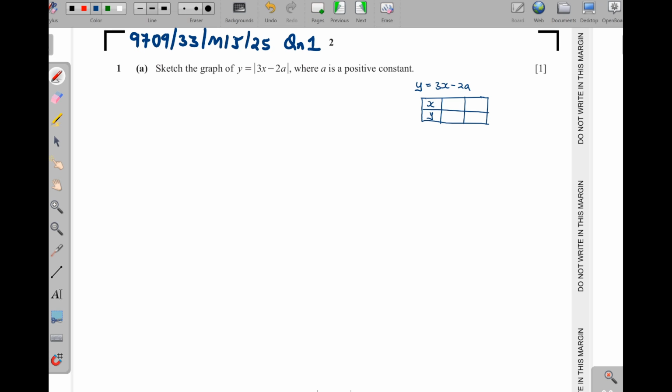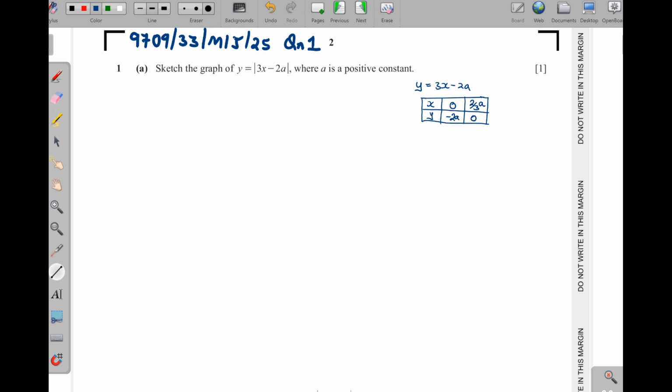So on the x axis, we know that y is 0. On the y axis, we know that x is 0. So if x is 0, you'll get negative 2a, right? And then when you put a 0 on y, that means this one will come this side, then we shall have 2a, and then we shall divide all through by 3, not so? So we shall have 2 over 3 of a.